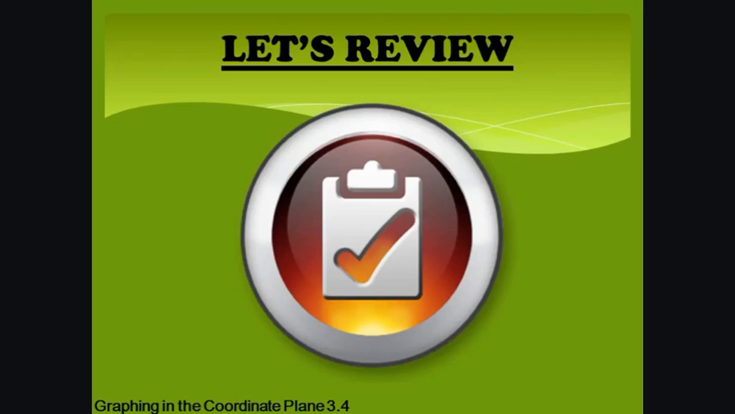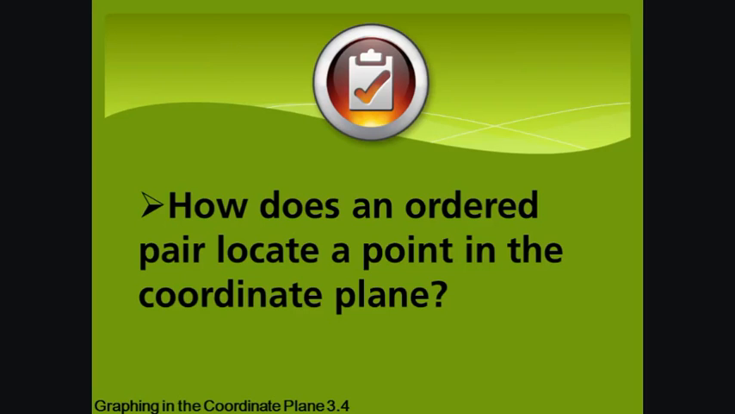All right, guys. So let's go ahead and review. We talked about all the parts of the coordinate plane. We talked about ordered pairs, origin, everything like that. And you should be able to answer this question: how does an ordered pair locate a point on the coordinate plane? Please answer the questions below.